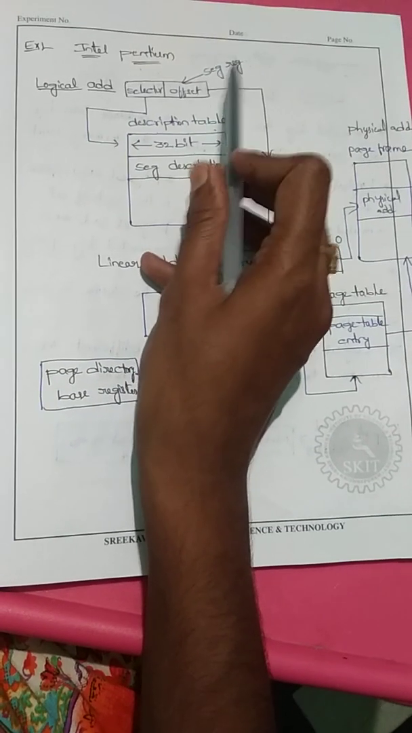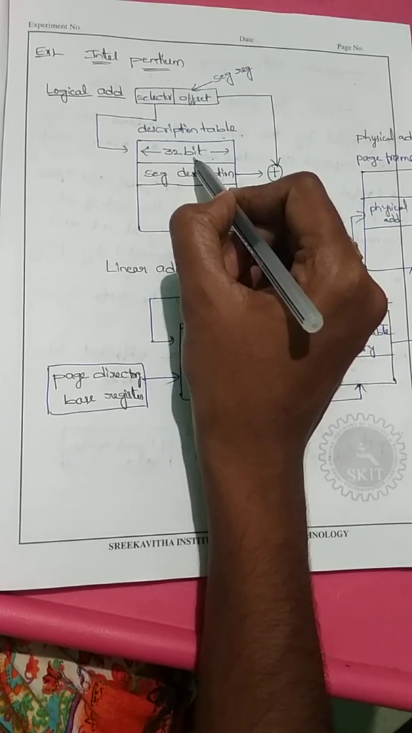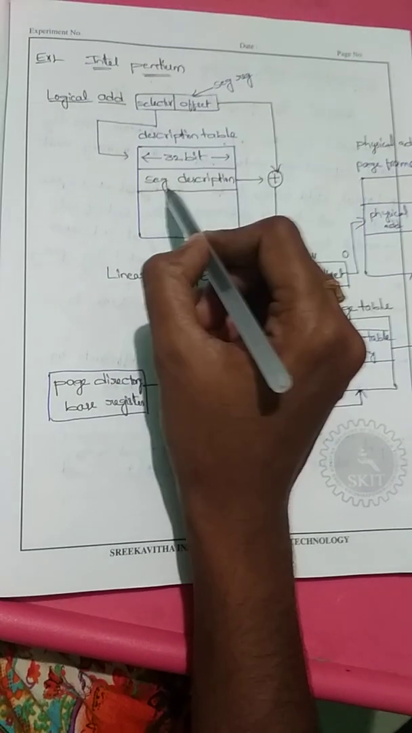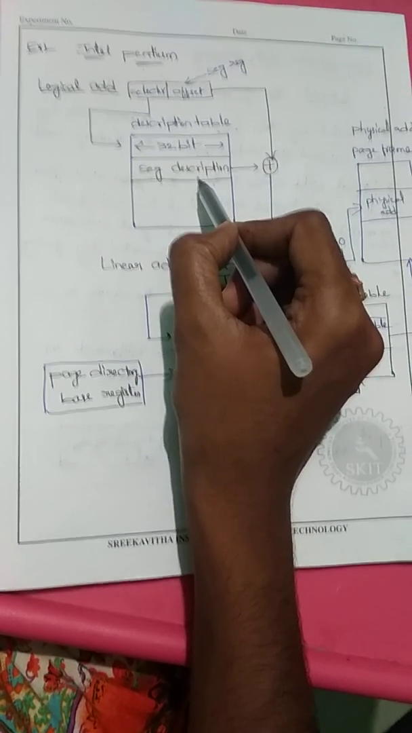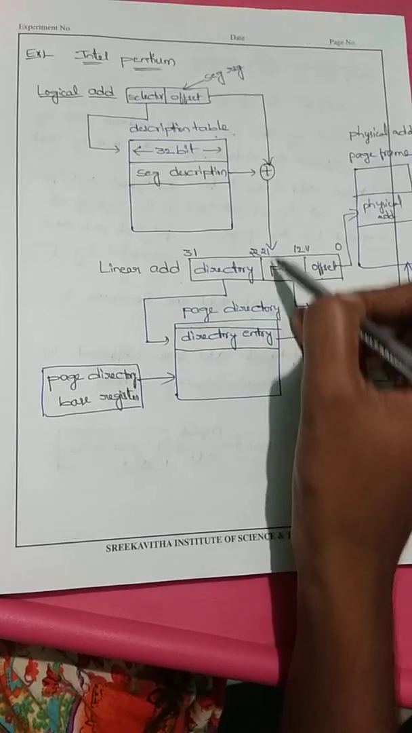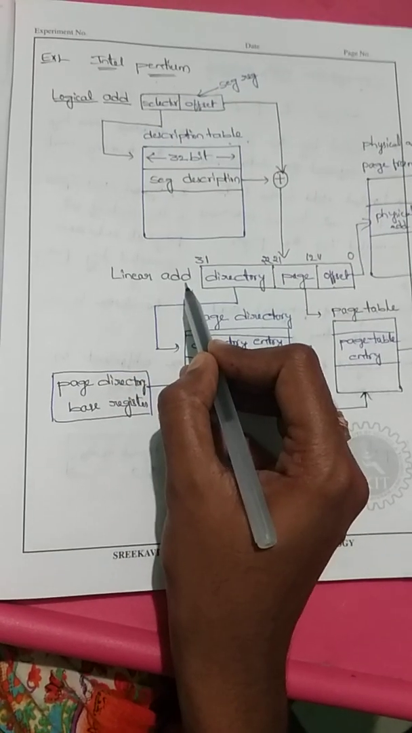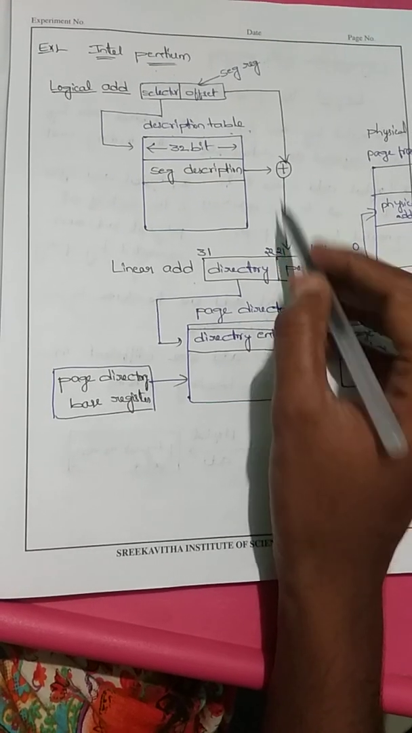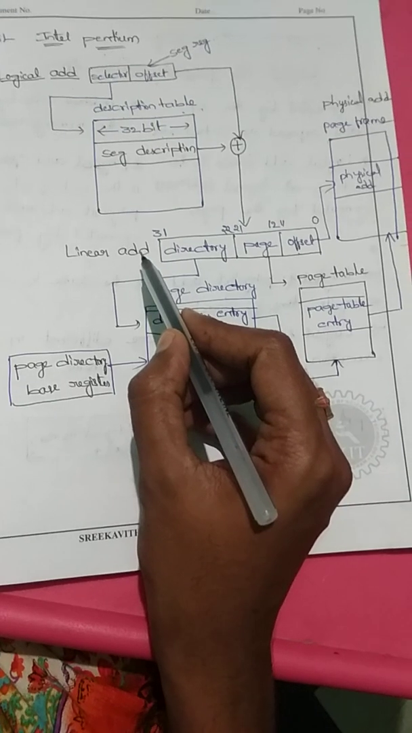Here the offset is nothing but a segmentation register, and for the selector we are having one descriptor table, and this descriptor table has a 32-bit length. We are discussing the Intel Pentium, so it's 32-bit length, and we are having the segment descriptor, and this segment descriptor will be added to the offset and it will be sent to the linear address. So the logical address total will be added here and forwarded to the linear address.